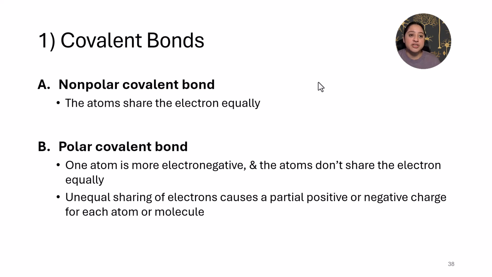So that can result in differences in bonding. So in non-polar covalent bonds, the atoms share the electron or electrons equally. They're good sharers. In a polar covalent bond, one atom is more electronegative and the atoms don't share the electron equally. So unequal sharing of electrons in this molecule will end up causing a partial positive charge in one place and a partial negative charge in the other place for each atom in that molecule.